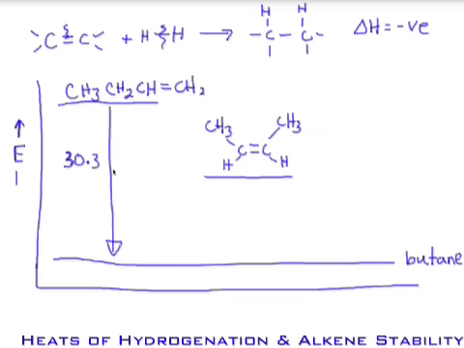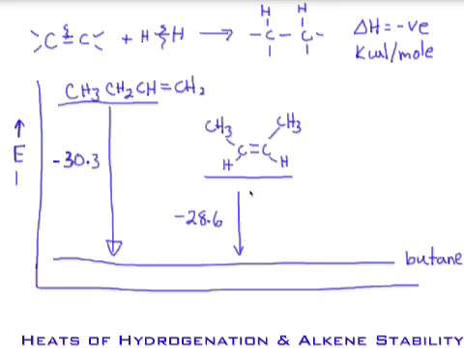30.3 kilocalories per mole. Okay, so all the values are in kilocalories per mole. We're releasing the energy, so it's negative 30.3 to become butane. What's cis-2-butene? Cis-2-butene releases 28.6. Now they both form the same thing. That is, they both form butane. And so the butane formed from 1-butene and the butane formed from cis-2-butene is the same molecule, has the same energy.